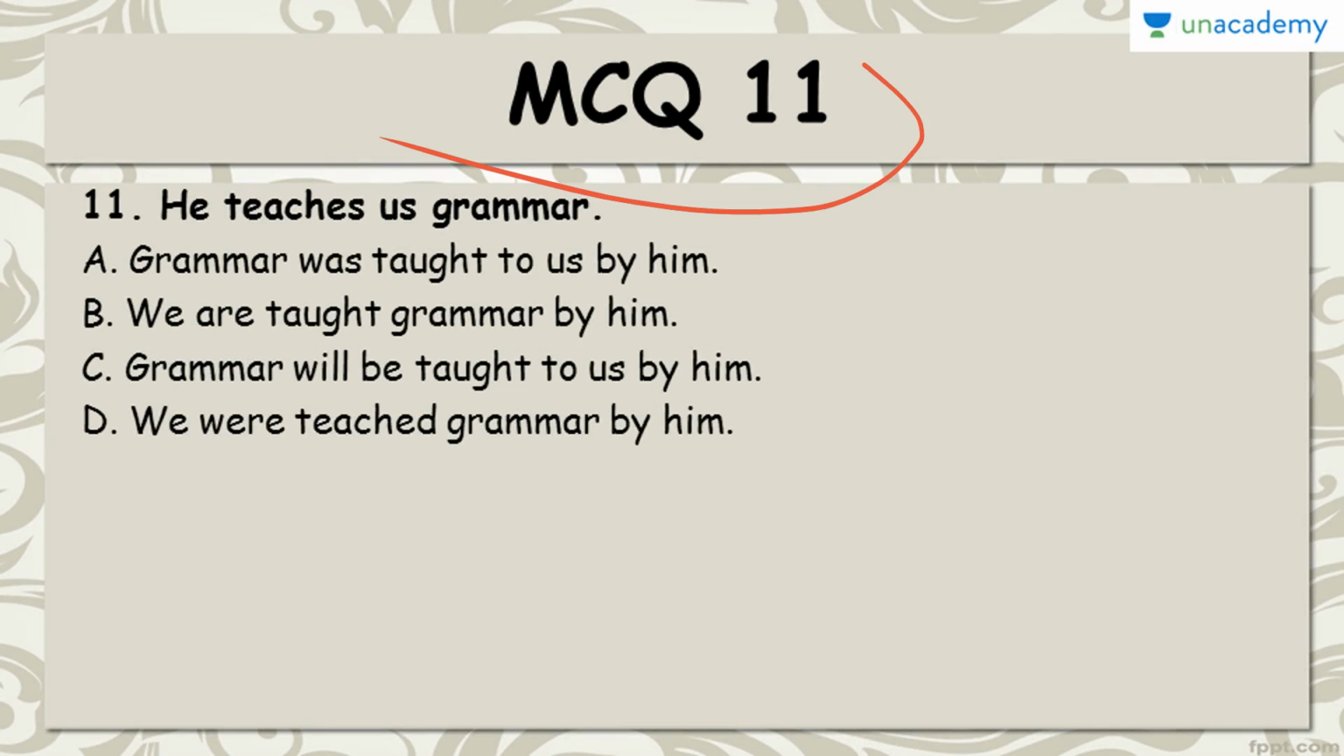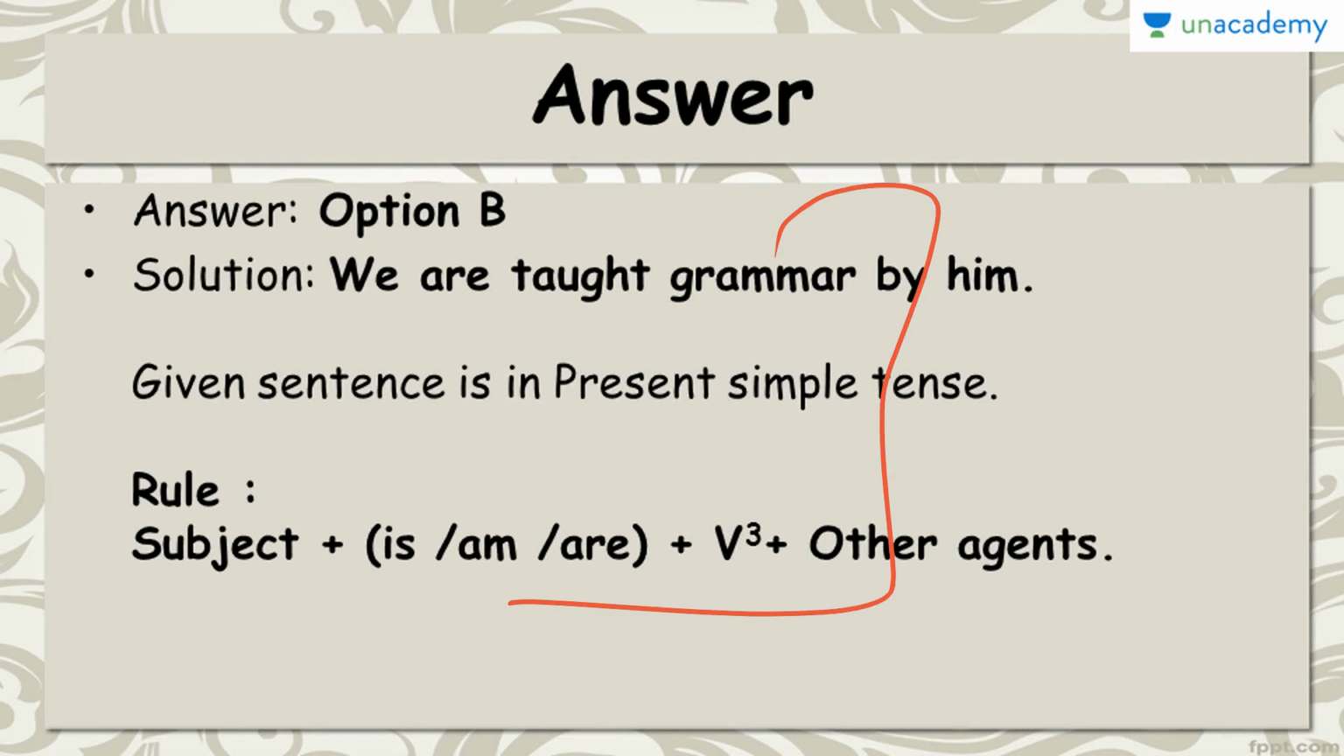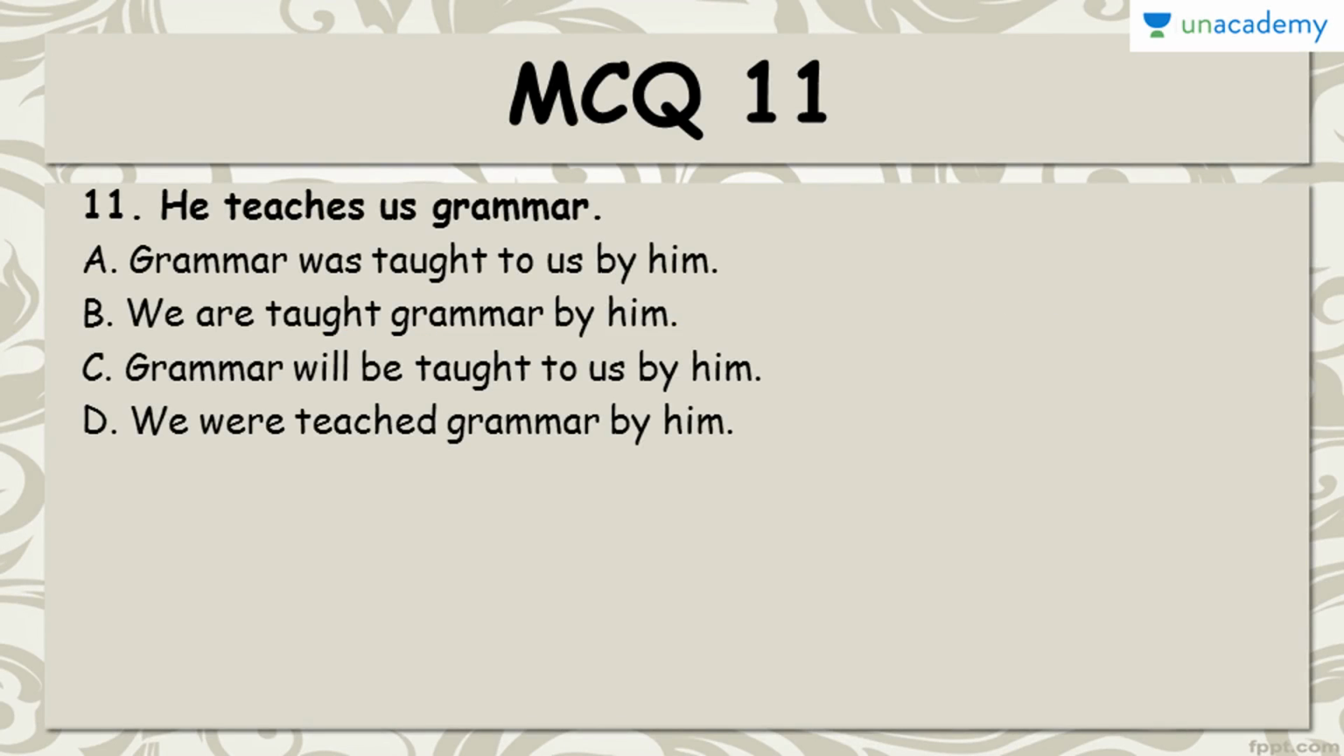Coming to MCQ 11, active and passive: he teaches us grammar. Choose any of these four options in passive voice. And the right answer is option B, we are taught grammar by him. Because the sentence which is given is in simple present tense. Okay, he teaches us grammar.